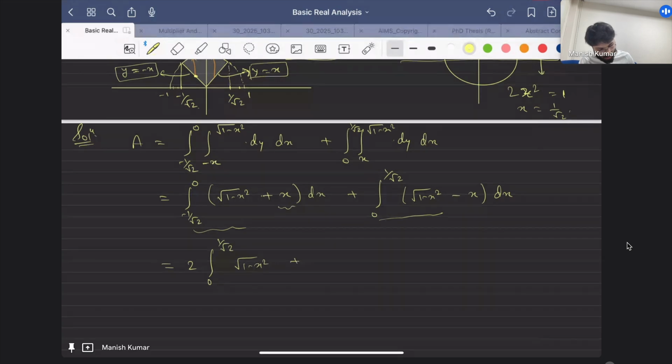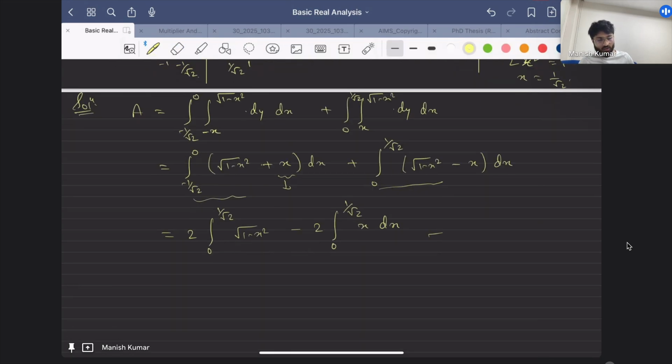So this is x. If you do change of variables, I think you can write it as 1 by root 2 x dx, right? Or minus, sorry. If I do change of variable here, my limit would be from 0 to 1 by root 2 and minus will come, so I can write it as this. Okay, so now you can evaluate this integral.